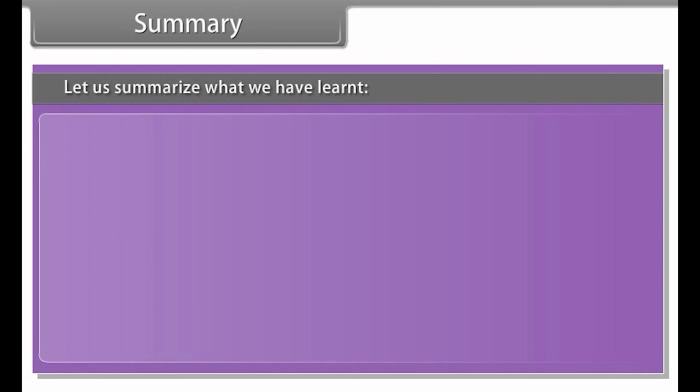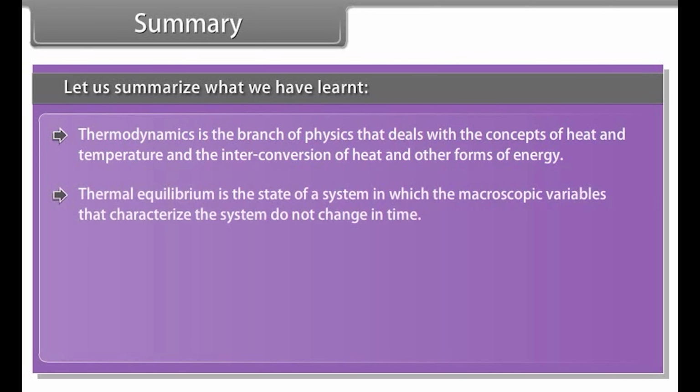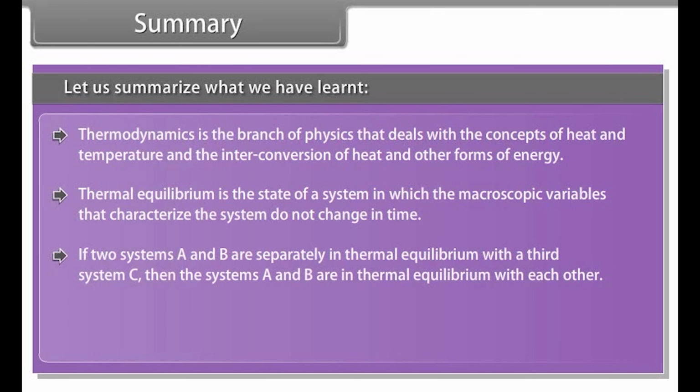Summary. Let us summarize what we have learned. Thermodynamics is the branch of physics that deals with the concepts of heat and temperature and the interconversion of heat and other forms of energy. Thermal equilibrium is the state of a system in which the macroscopic variables that characterize the system do not change in time. If two systems A and B are separately in thermal equilibrium with a third system C, then the systems A and B are in thermal equilibrium with each other.